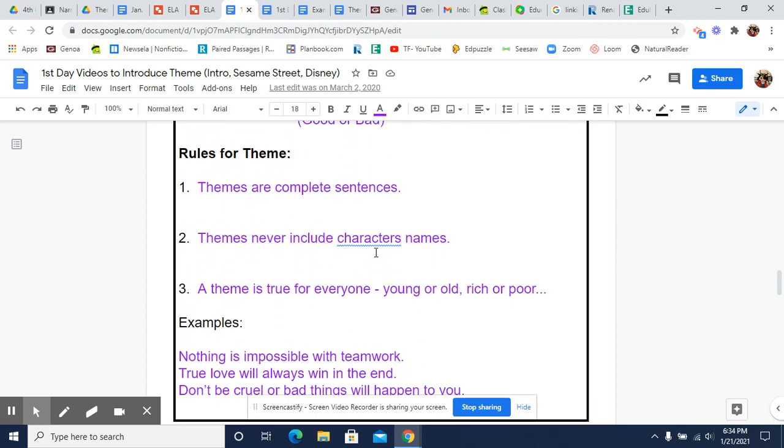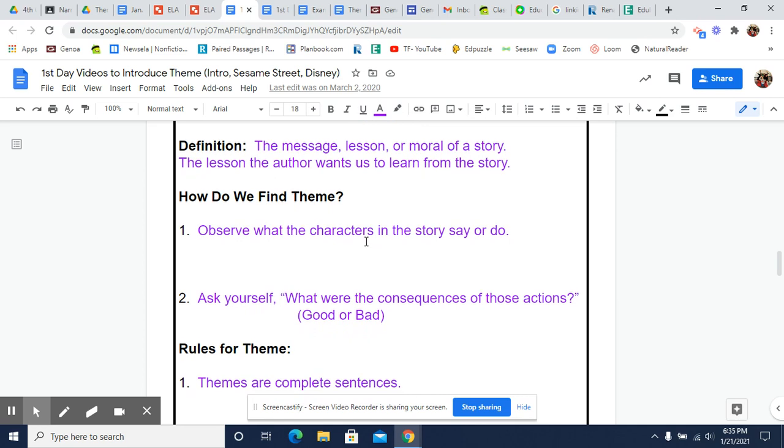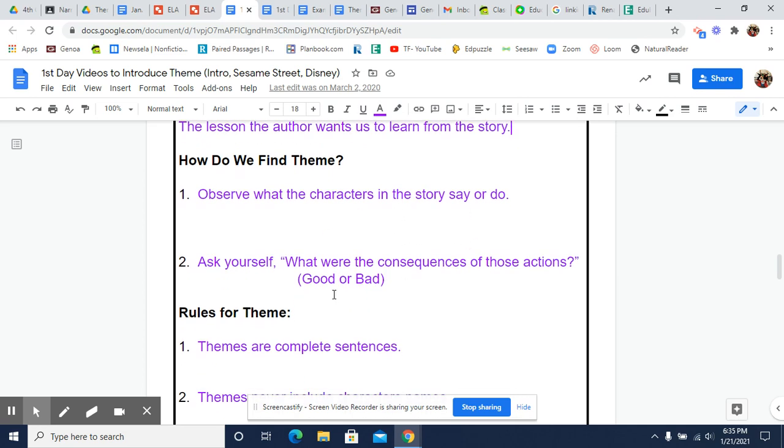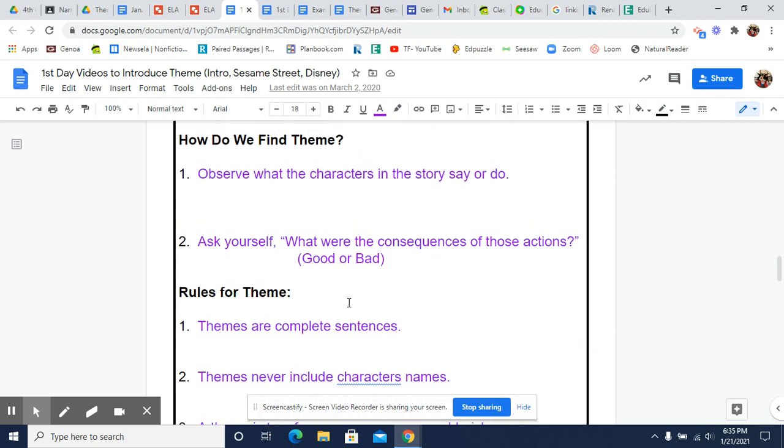Now, in class, I gave them a pre-test just to see what they knew about theme before we did this. If you're at home, I'm not going to worry about that. The only thing I need you to do is fill this out and glue it into your ELA notebook.